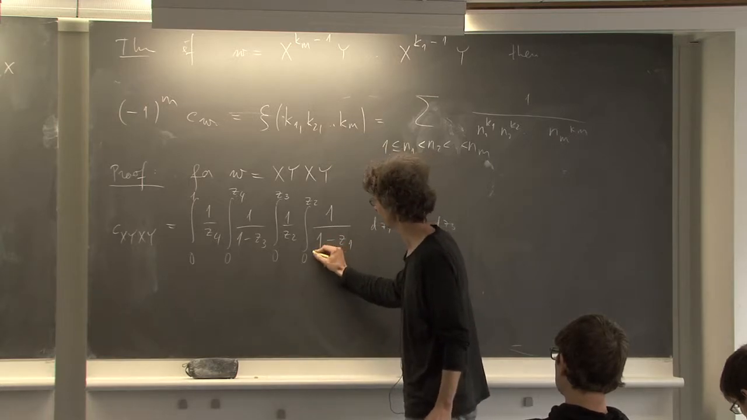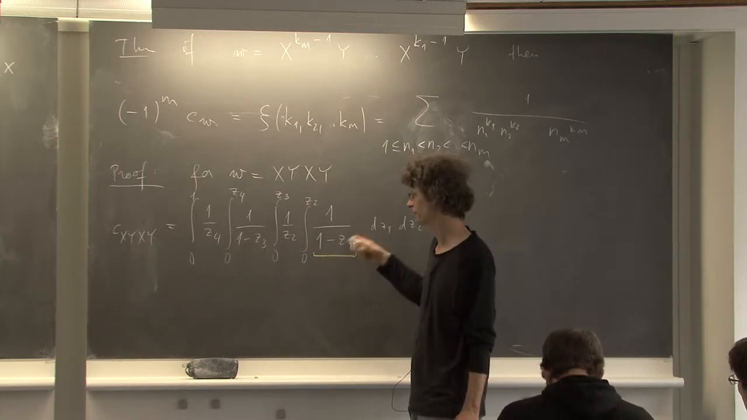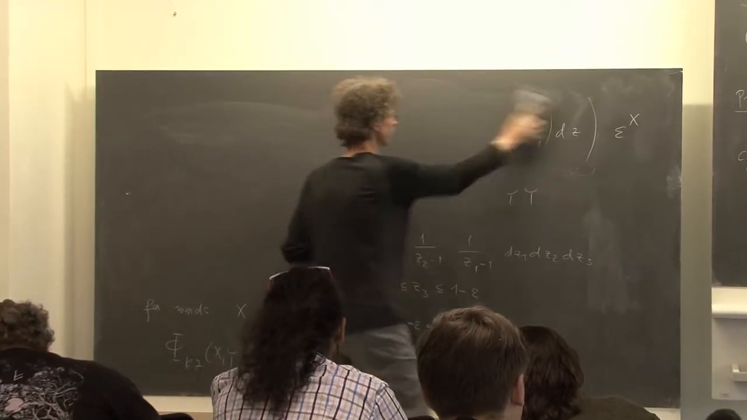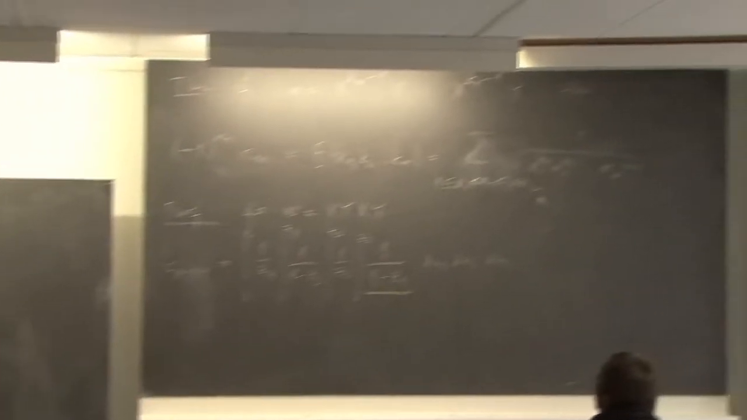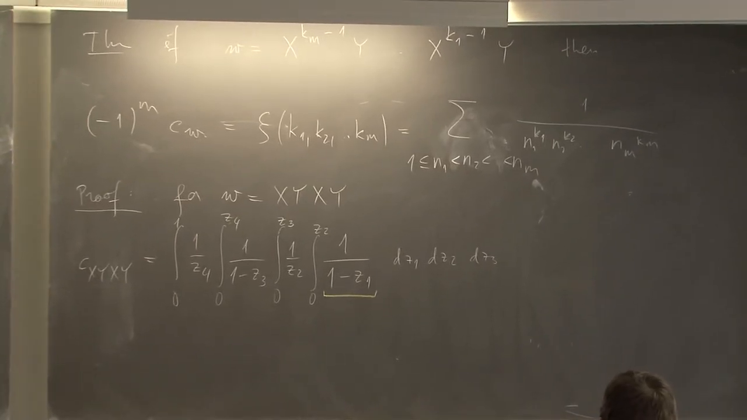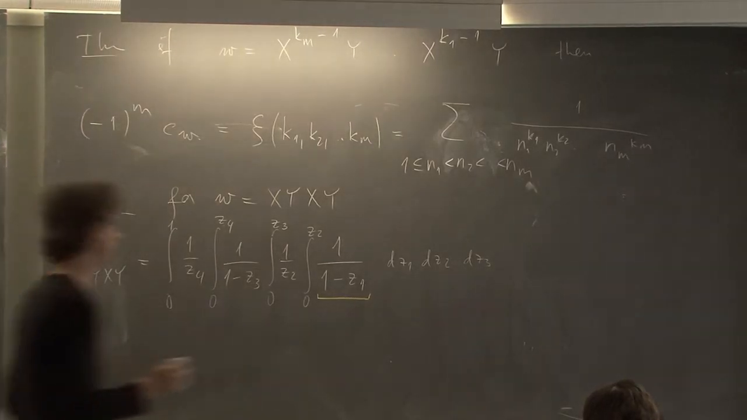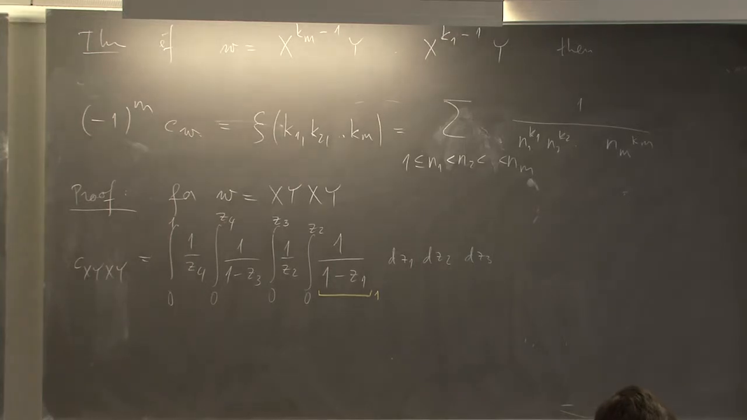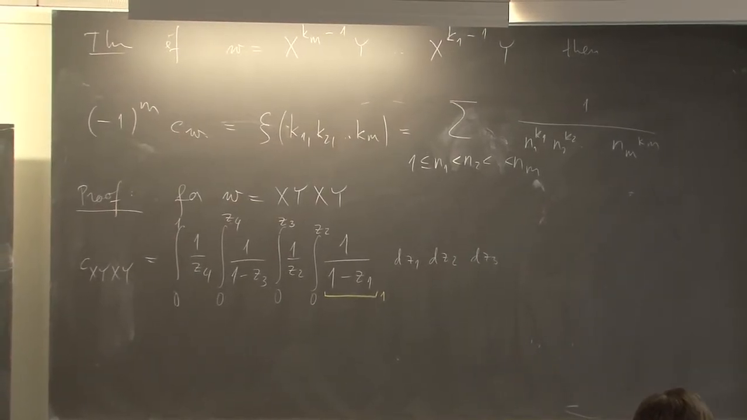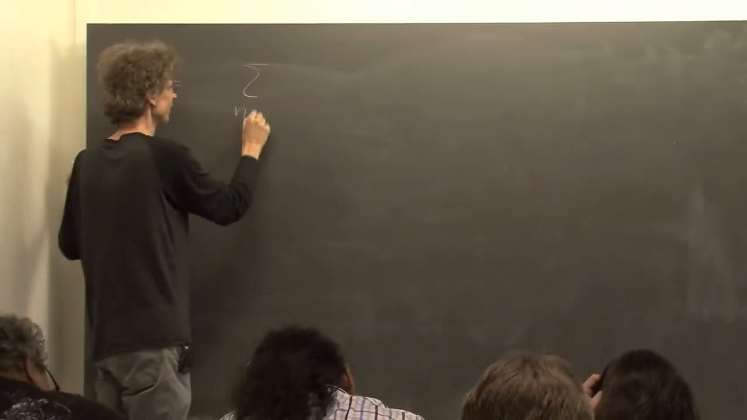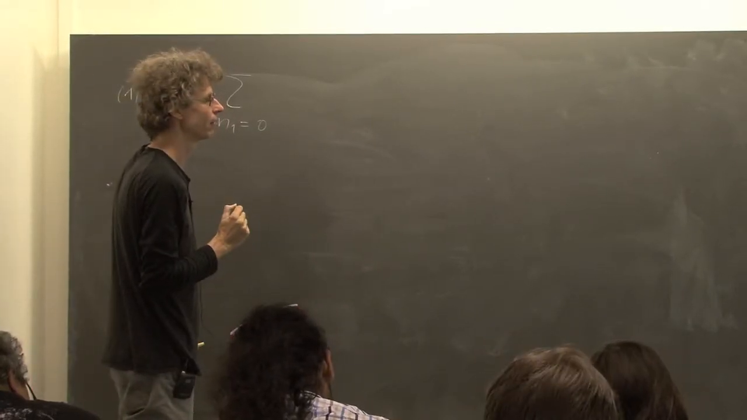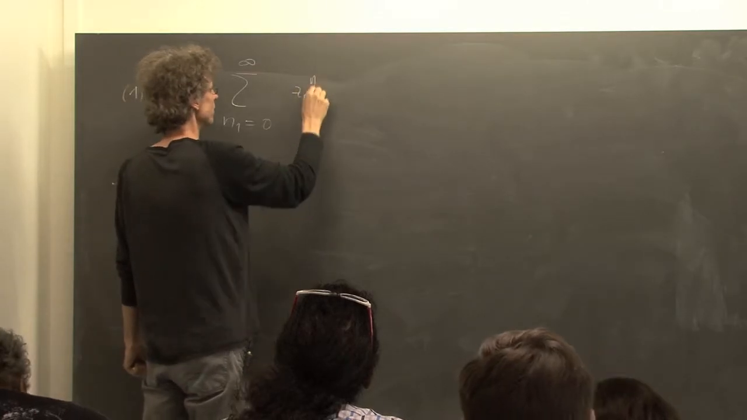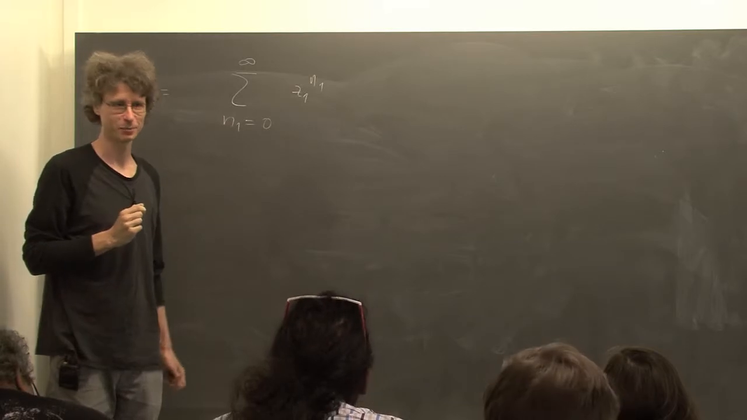So let's compute it step by step. I'll start with this thing without computing anything. Let me call it 1, the thing that we're computing, because there are many things. I'll write it as a geometric series: 1 equals the sum from n1 equal to 0 up to infinity of z1 to the power n1. That doesn't start that bad, right?